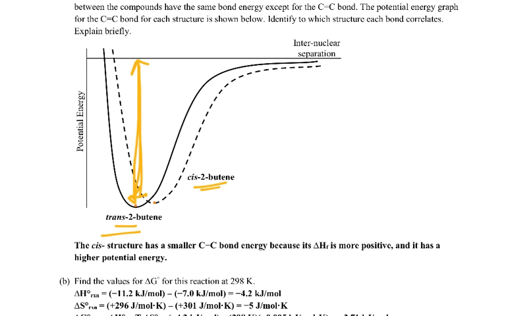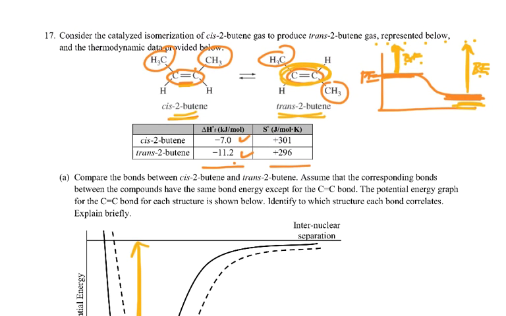Now, when Mr. Ku says the cis structure has a smaller C-C bond energy because its delta H is more positive and it has a higher potential energy, we're saying that he's saying the opposite of what I am. He's saying that this one here has a smaller bond energy because it starts higher.